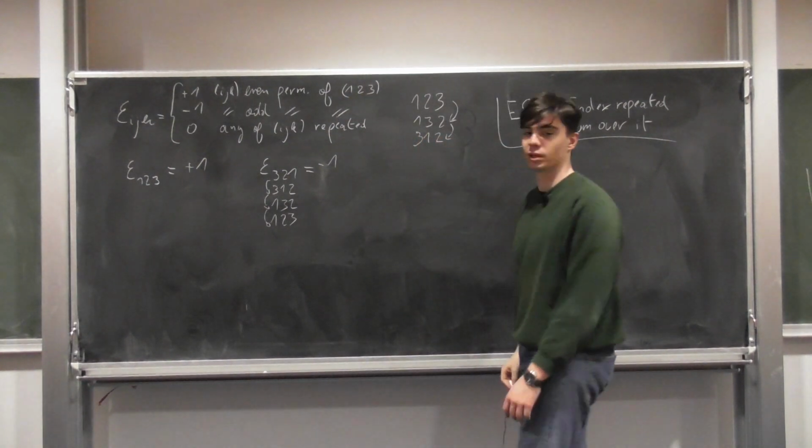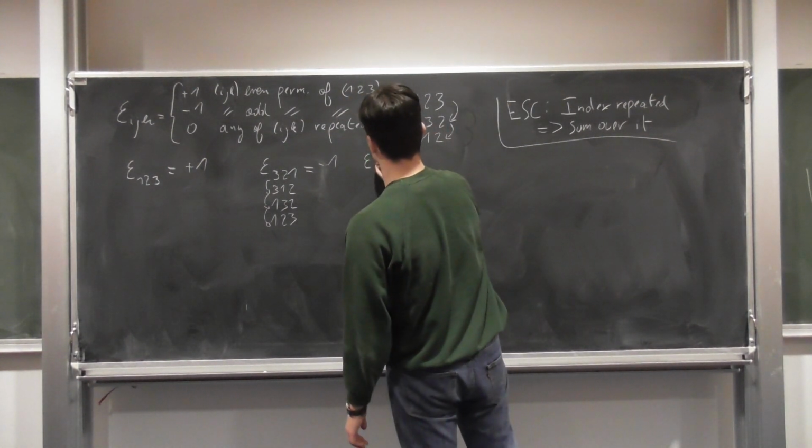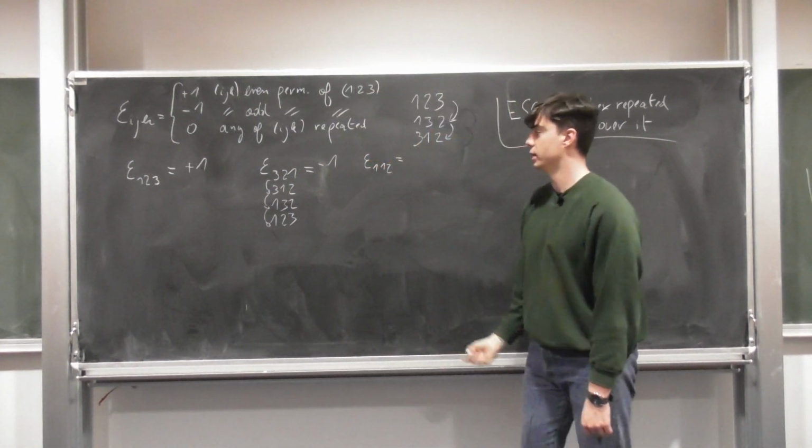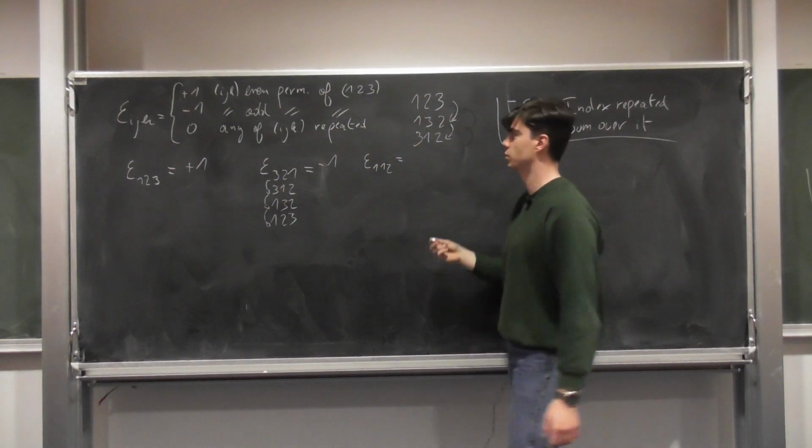Okay, and finally, just to make it clear, let's say we had epsilon 1, 1, 2. Well, here the index 1 is repeated, so that's just equal to 0.